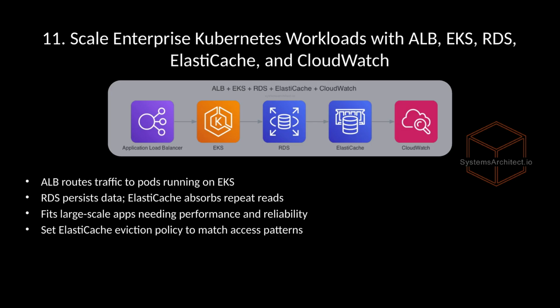And CloudWatch ties the platform together with metrics spanning cluster, database, and cache. Bringing all of this under one architecture gives you a platform that can absorb real production load without any single layer becoming the constraint. It's designed for large-scale web applications where performance and reliability are non-negotiable. A useful practice is setting ElastiCache eviction policies based on your actual access patterns, not the cluster's defaults.